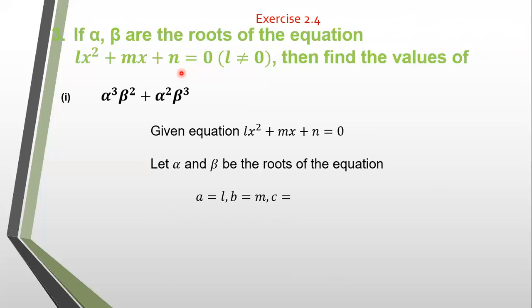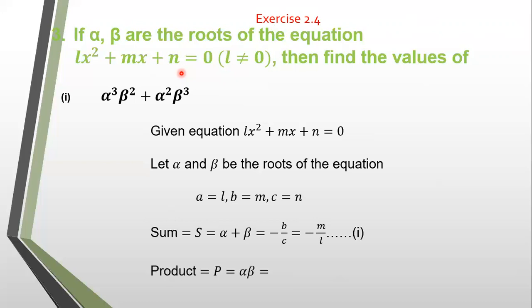Here a is equal to l, b is equal to m, c is equal to n. Sum of roots alpha plus beta is equal to minus b over a, that is minus m over l, and product of roots alpha into beta is equal to c over a, that is n over l. Alpha plus beta is equal to minus m over l is equation number 1, and alpha into beta is equal to c over a, that is n over l, which is our equation number 2.